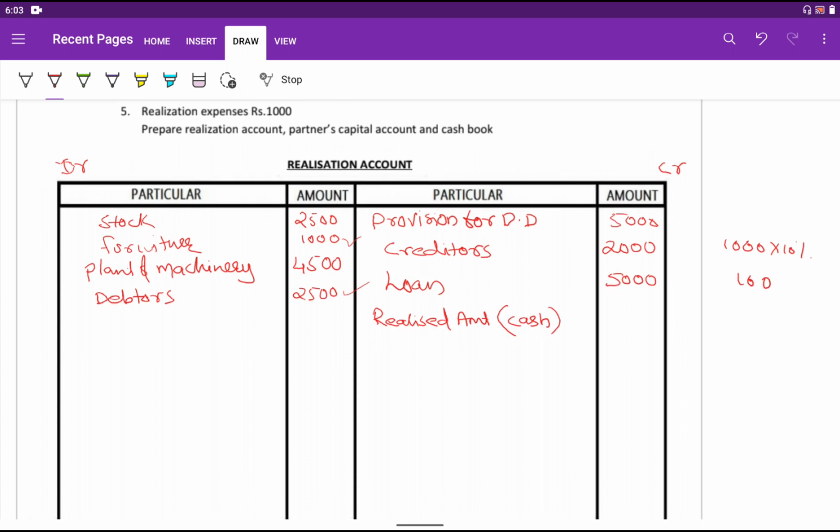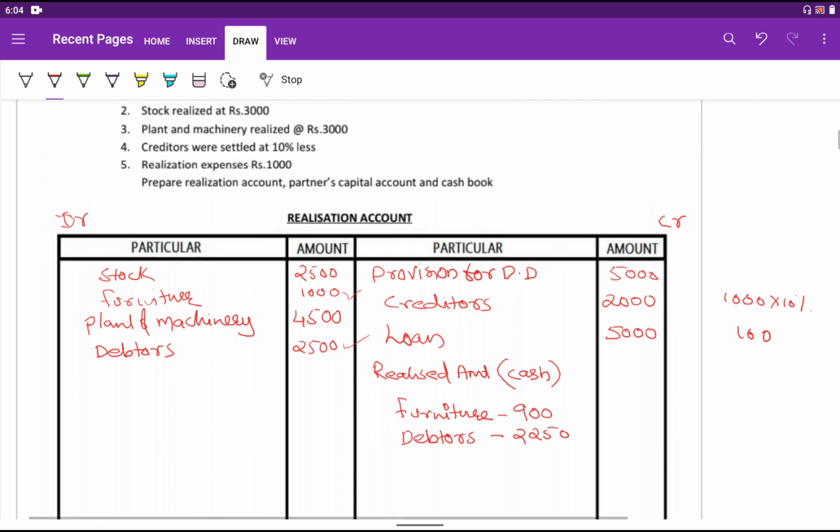Furniture and debtors are realized at 10% less. So furniture will be 1000 minus 10% of furniture, that is 100, so 900. Debtors is 2500, so 10% of 2500 is 250, that we can deduct. So from the second hand market we will get only 2250 for debtors.